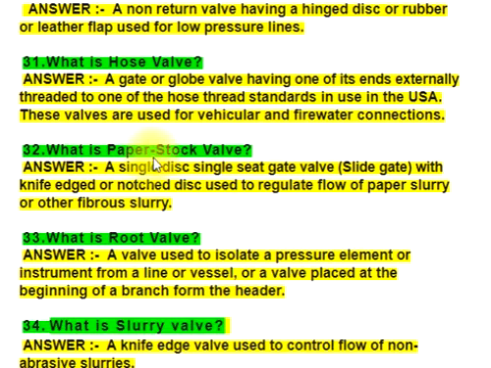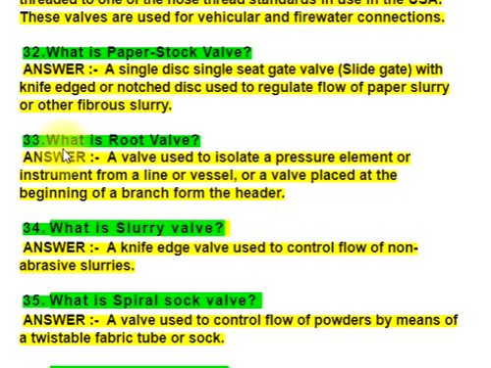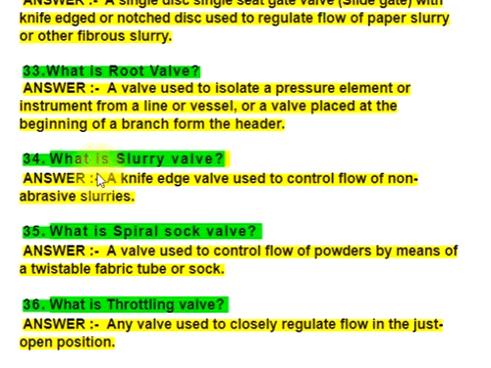32. What is paper stock valve? Answer: a single-disc single-seat gate valve, slide gate with knife-edged or notched disc used to regulate flow of paper slurry or other fibrous slurry. 33. What is root valve? Answer: a valve used to isolate a pressure element or instrument from a line or vessel, or a valve placed at the beginning of a branch from the header.